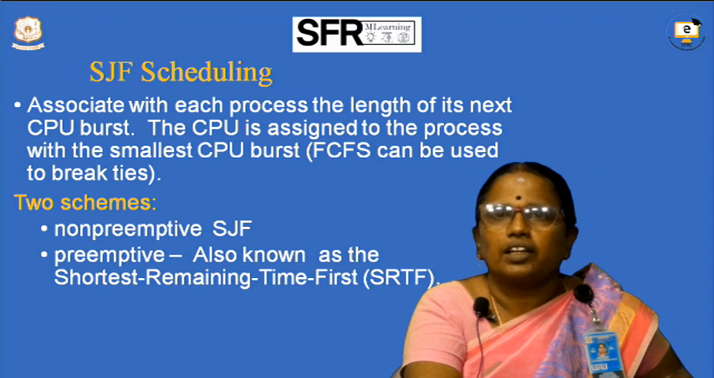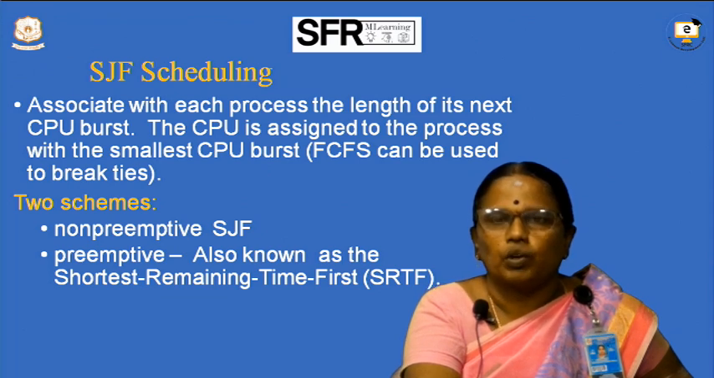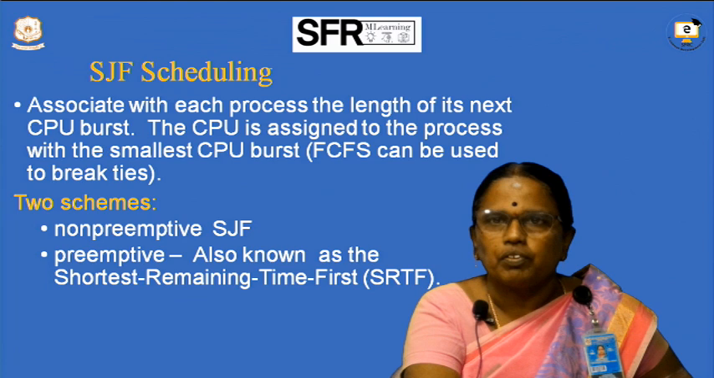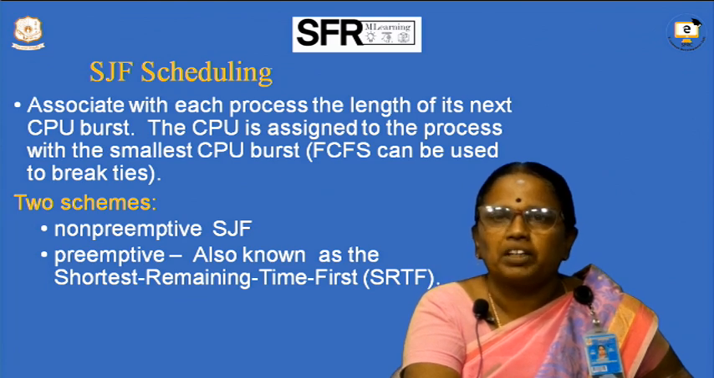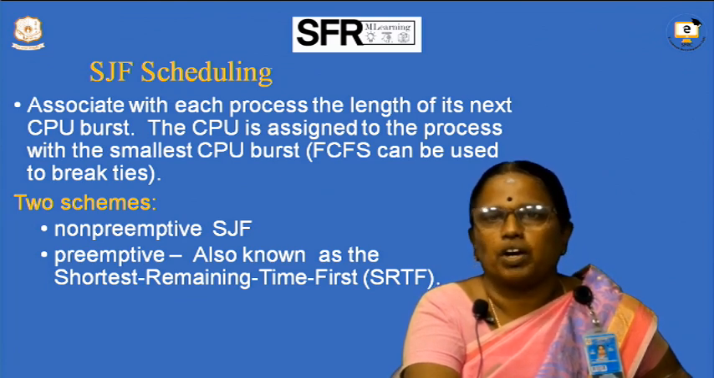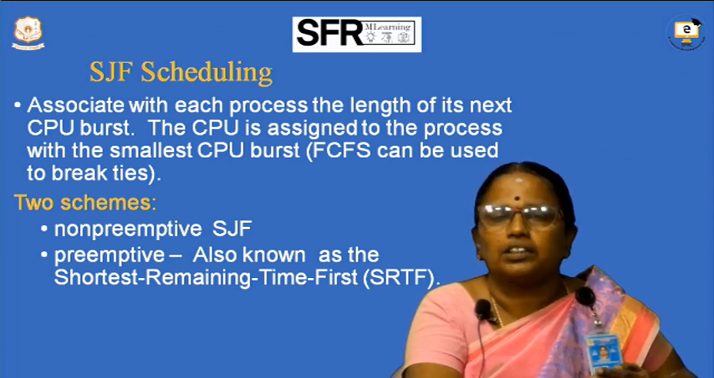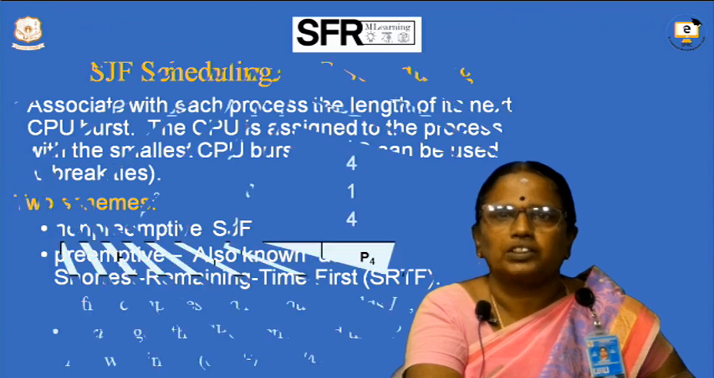In shortest job first scheduling, if it is non-preemptive we call it simply SJF. If it follows preemptive scheduling, where the process currently in execution is forcefully taken away and the CPU is allocated to the next shortest job, then it is called preemptive, and this scheduling we call shortest remaining time first scheduling.